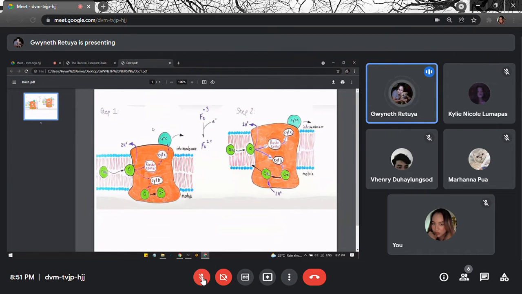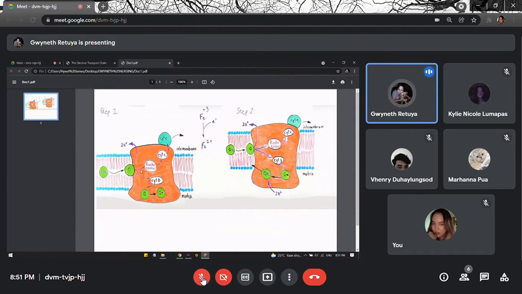The process by which electrons travel from QH2 to cytochrome C is known as the Q cycle. Step 1 and step 2 make up the Q cycle. This cycle begins when QH2 binds to complex 3. Upon binding, the two electrons follow different paths.